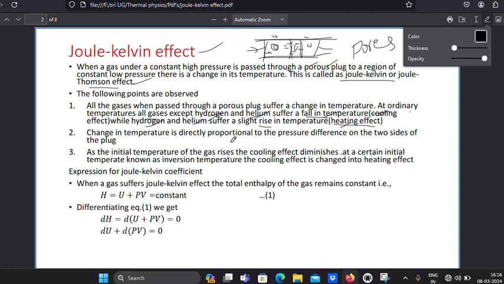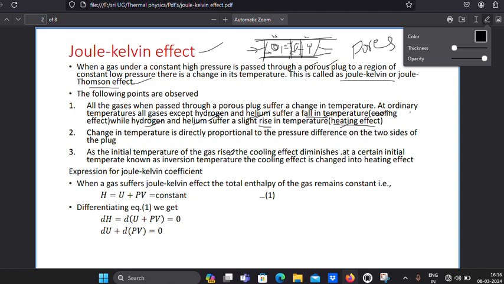The change in temperature is directly proportional to the pressure difference on the two sides of the plug. So the change in temperature depends only on the difference between the pressure of the high region and the pressure of the low region. The fall in temperature depends on that difference.